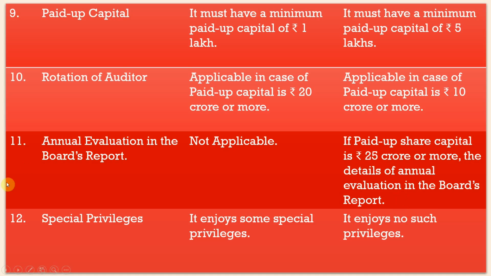Next point, that is the last point of distinction, is special privileges. As we have seen earlier also in this lecture, a private company enjoys some special privileges as compared to the public limited company. So these special privileges are not enjoyed by the public company, but are enjoyed by a private company. So these were the 12 points of distinction between a private company and a public limited company.